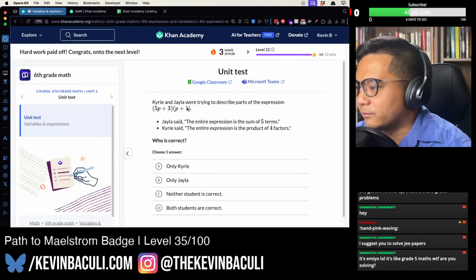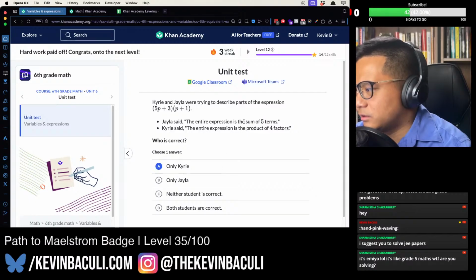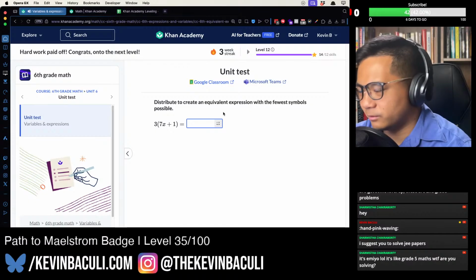There we go. Kyrie and Jayla were trying to describe parts of the expression. The entire expression is a sum of 5 terms. Wait, 1, 2, 3. The entire expression is the product of 4 factors. Kyrie. On sum. Product of 4 factors. I think this is correct. Yeah. Dang, I knew that one. 21x.